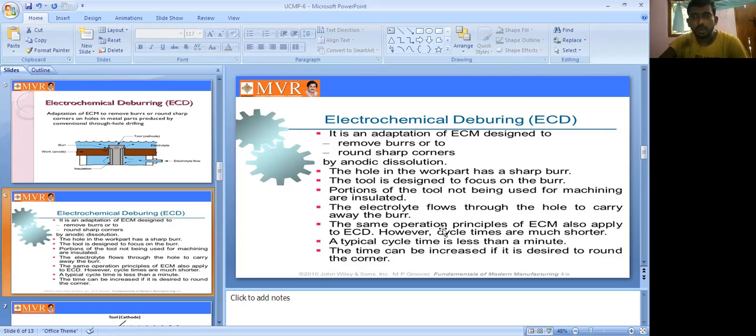You can see here, the same operating principle of ECM also applies to ECD. However, the cycle times are much shorter. The typical cycle time is less than a minute; the total cycle, with the electrolyte and everything flowing, takes less than a minute. The time can be increased if the desire is to round the corner. So this is electrochemical deburring, ECD.